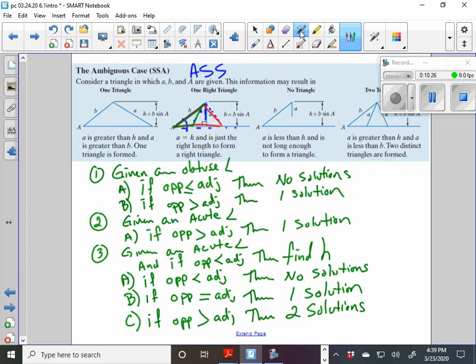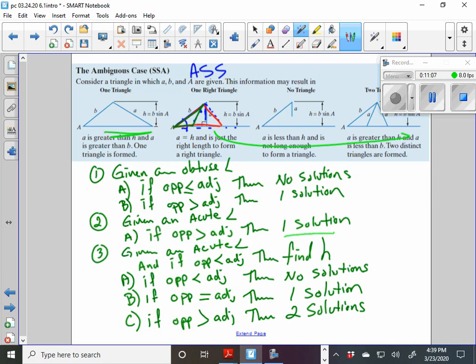If you have an obtuse angle, then you have two options. Here's an obtuse angle. The side opposite is too short and you have no solution, or it's longer than the side adjacent and you have one solution. Then you have this scenario where you have an acute angle like they have up here. We gave you the acute angles, and there's 4 scenarios here. If you have an acute angle and the side opposite is bigger than the side adjacent, then you're going to have one solution like they do here.